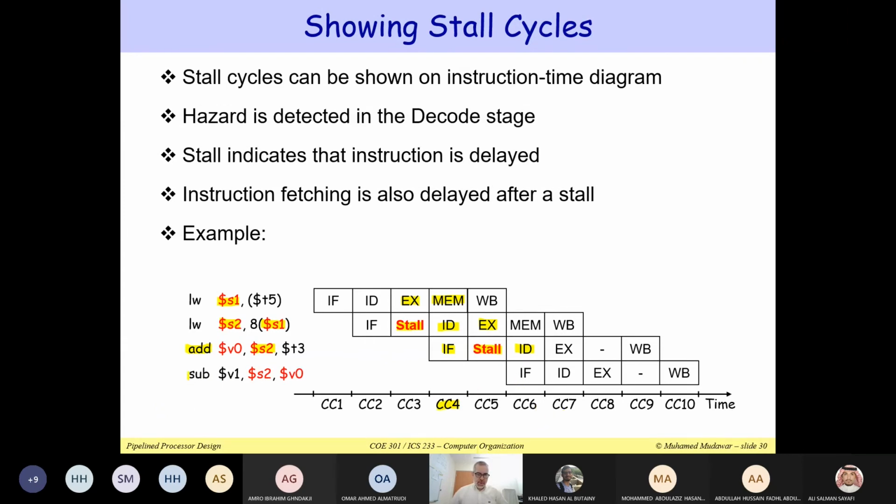Notice that this subtract instruction also depends on the load. It also depends on the add. Notice that we have V0 here, but that's okay because the add itself is an ALU instruction.